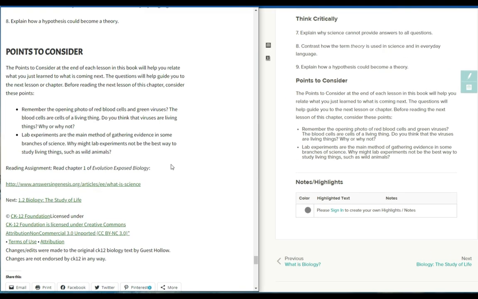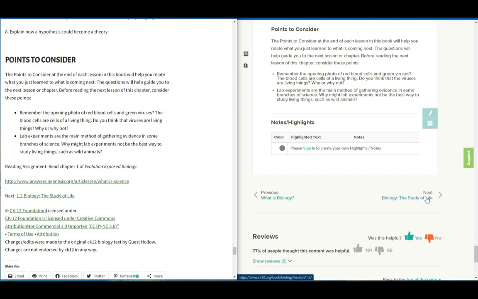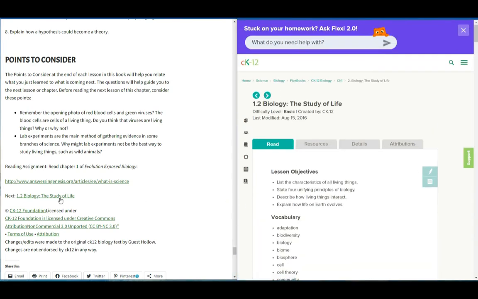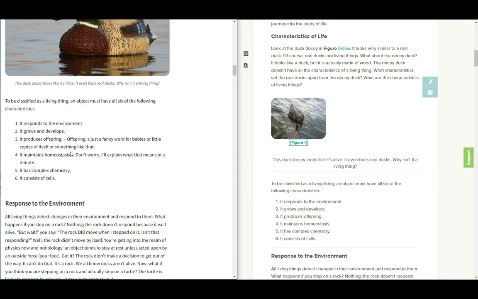And then we have our reading assignment. Read chapter 1 of the Evolution Exposed Biology. And this is where it introduces those evolution books. Not sure how I feel about them yet. Okay, so then we go to the next, the study of life. And we have the study of life. That makes it super simple. Uses offspring, maintains homeostasis. Don't worry, I'll explain what that means in a minute.